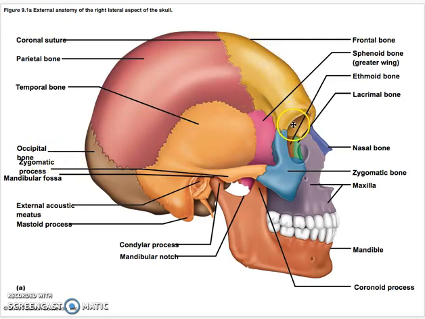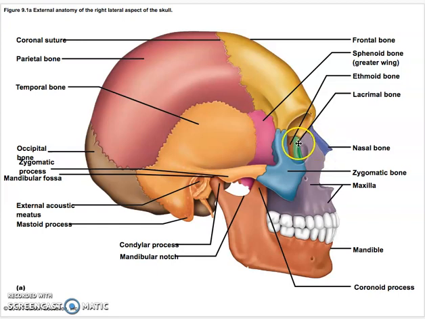So starting at the front, we have the frontal bone, and then on the side above our ears we have the temporal bone. Above the temporal bone we have the parietal bone, and in the back of our skull we have the occipital bone. On the front, our lower jaw is made out of the mandible. Our upper jaw is the maxilla. And our nose is the nasal bone.